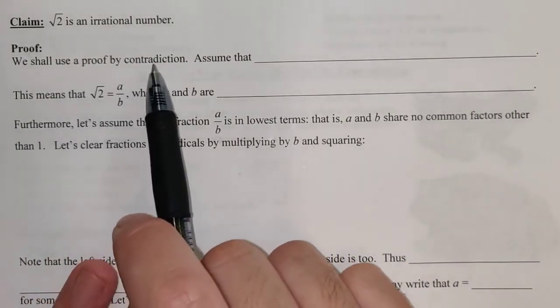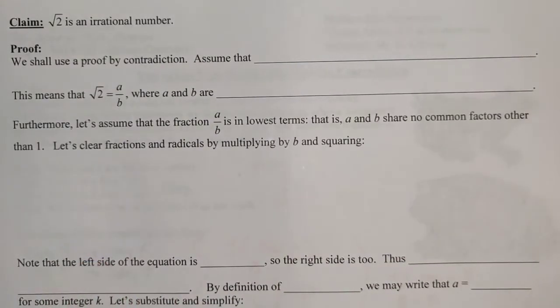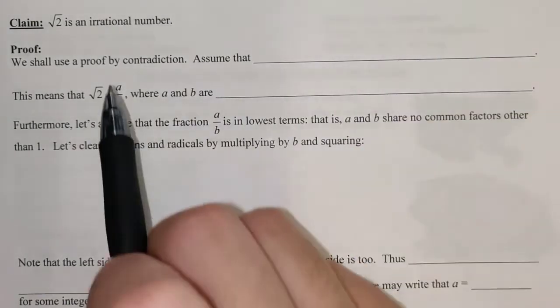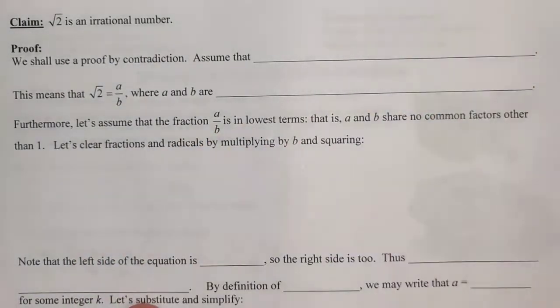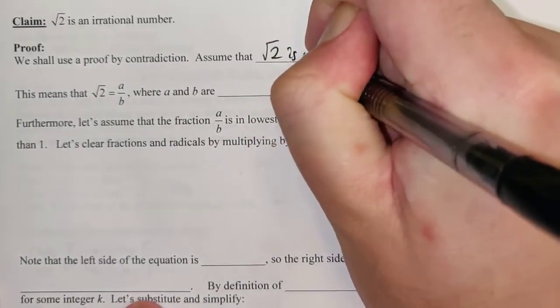So here we'll note we're going to use a proof by contradiction. If you remember what we just said, in a proof by contradiction we want to assume the opposite of the conclusion. Our conclusion is that square root of 2 is irrational, so we're going to assume the opposite. Therefore, we're going to assume that square root of 2 is rational.